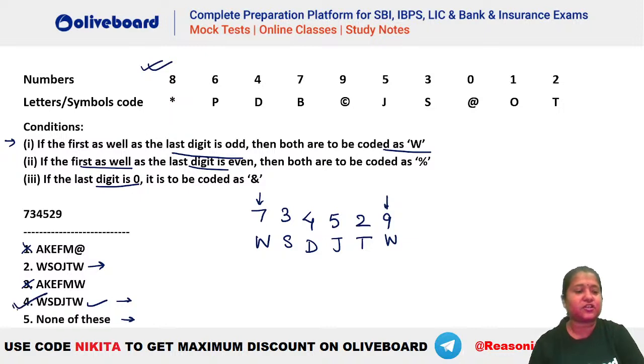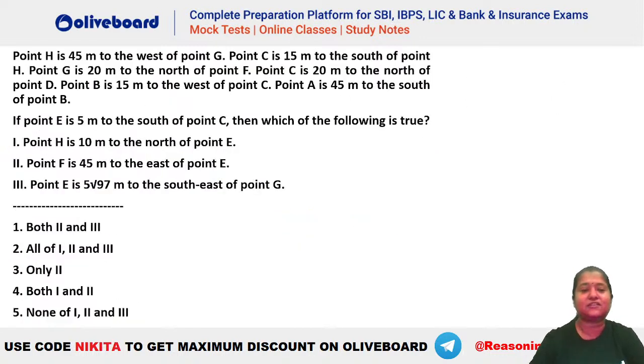WSDJTW, that is option number 4. Absolutely right guys, good job. तो इसका आंसर क्या होगा? 4 आएगा. तो इस तरह से आपके 3-4 क्वेश्चंस आ सकते हैं जिसमें रूल बेस्ड क्वेश्चन हो. चलो जल्दी से इसको ट्राई करिए.